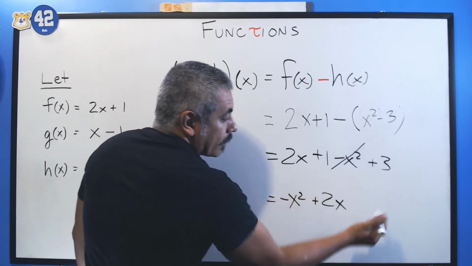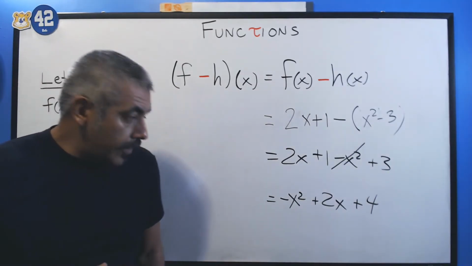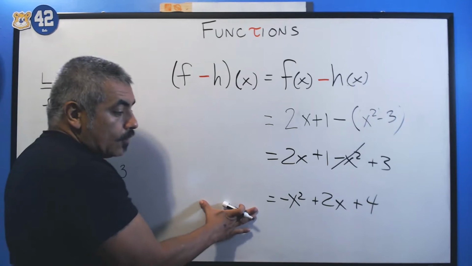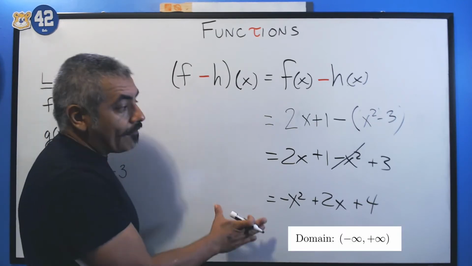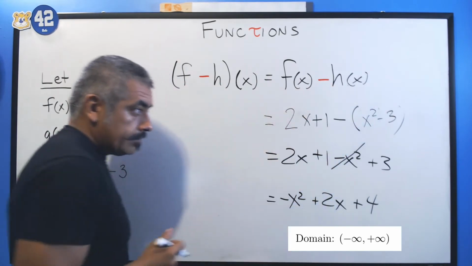And then we have 1 plus 3, so it's plus 4. And that will be the difference of our functions. And it's the same thing as with the sum. The domain of this new function is going to be the set of all values that belong both to the domain of this and this.